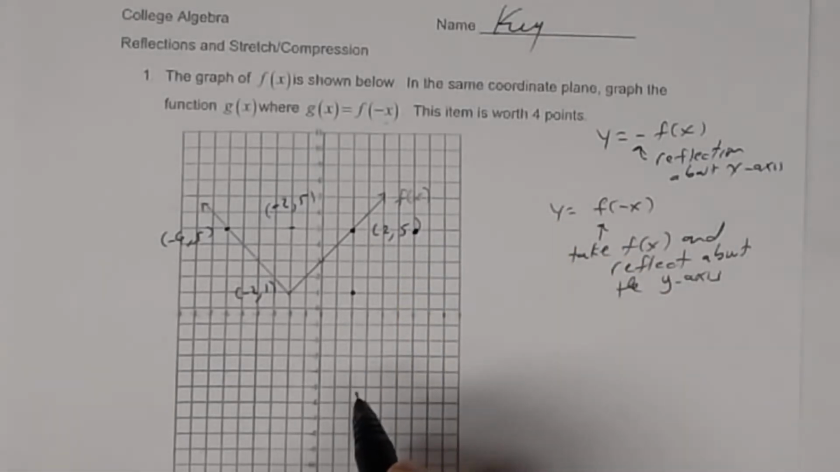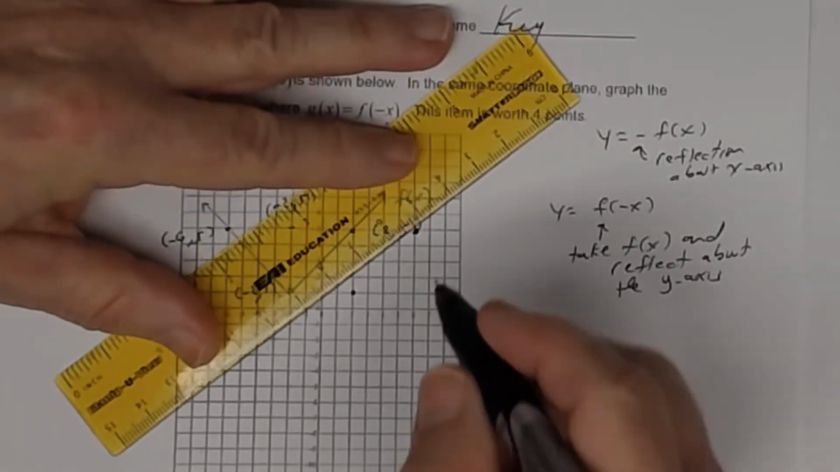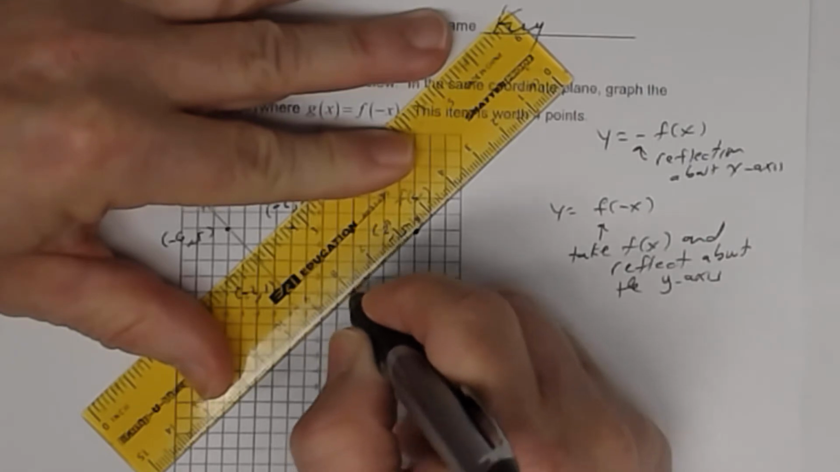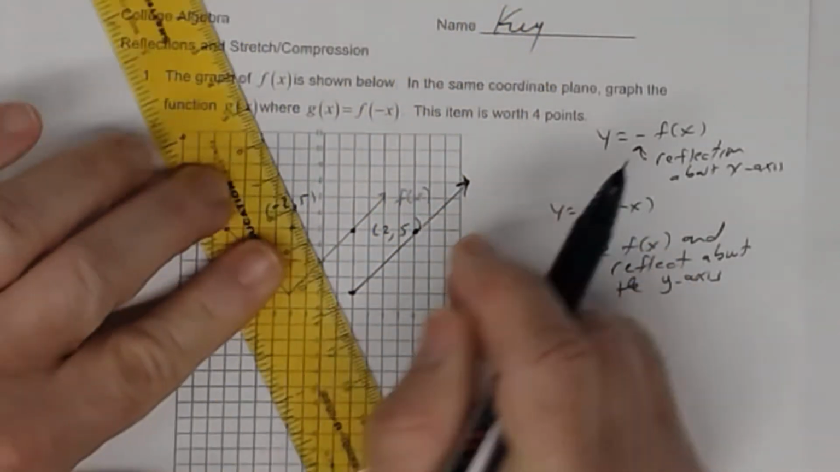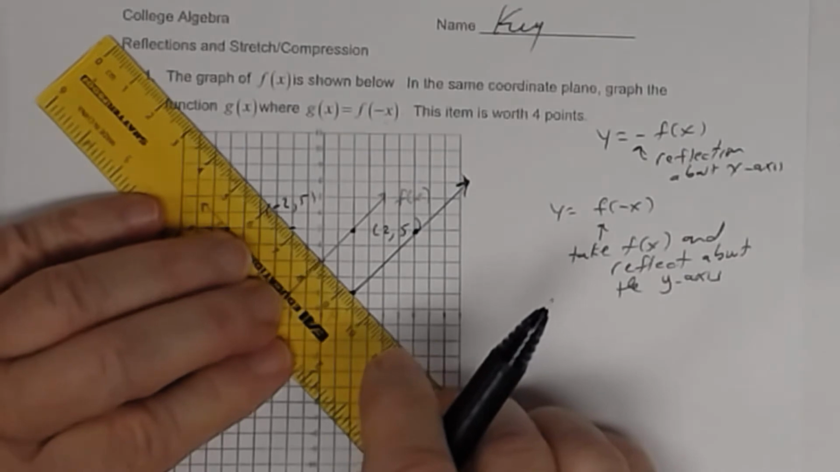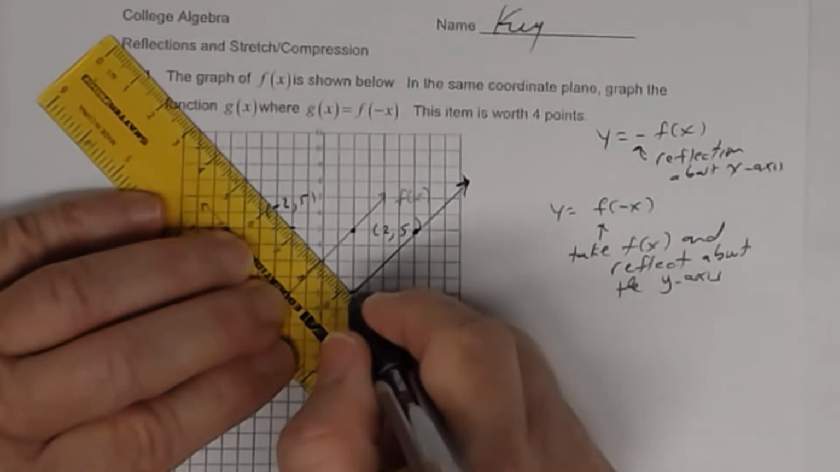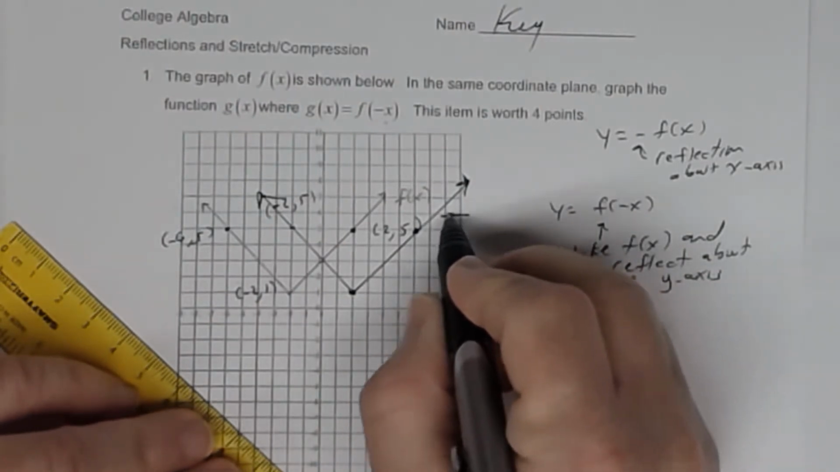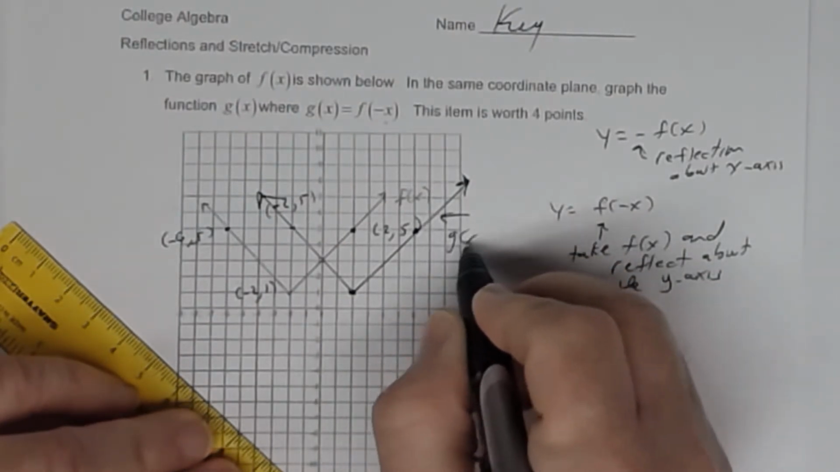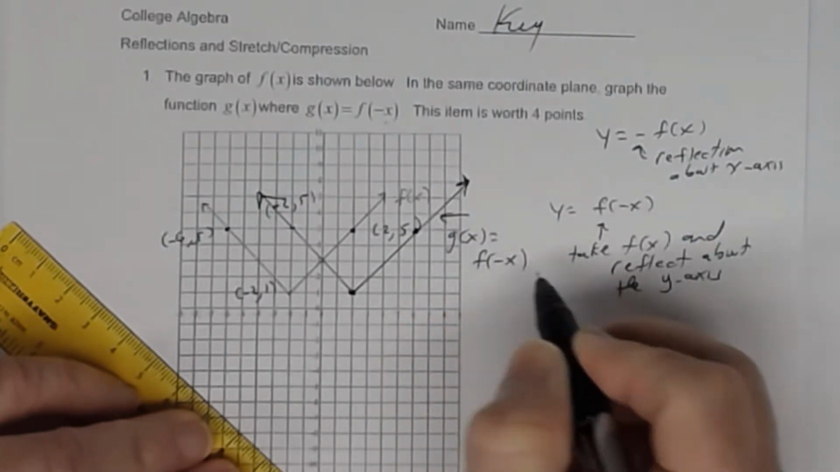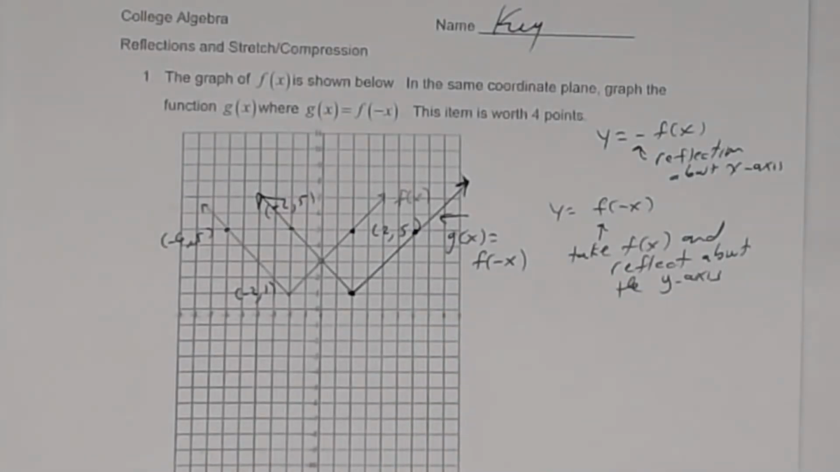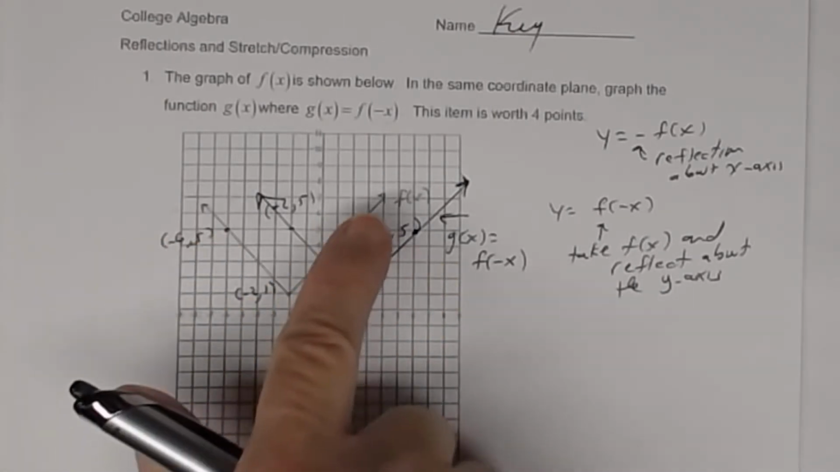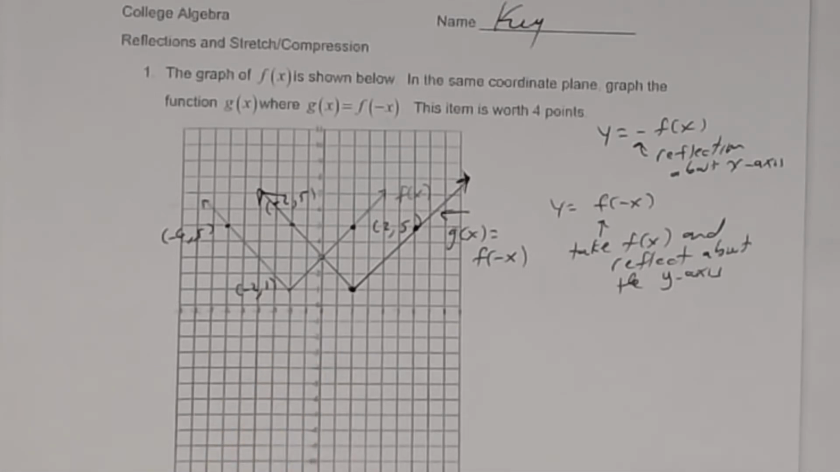And so basically, you're just going to take a ruler and graph f of negative x. All right, so we're going to get something like this. Don't forget the arrows, because those are rays in both situations. And you get this. So what I've just drawn right here is g of x, which equals f of negative x. That is the reflection of this function f of x about the y-axis.